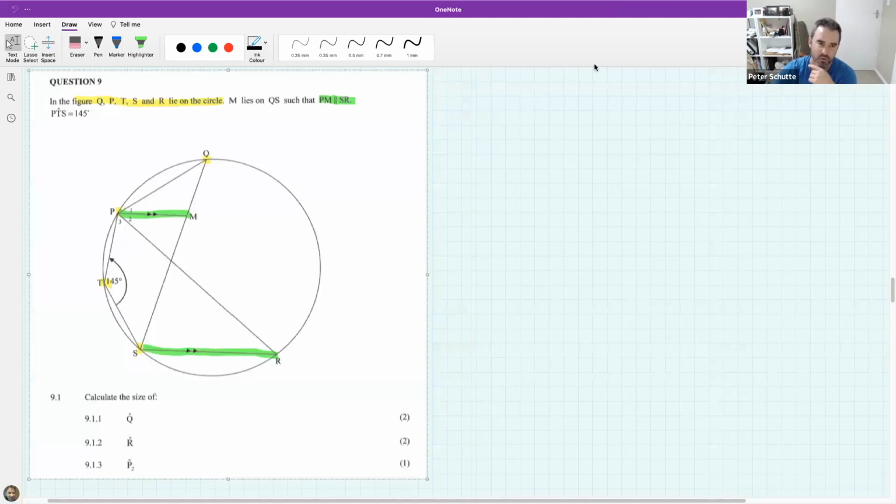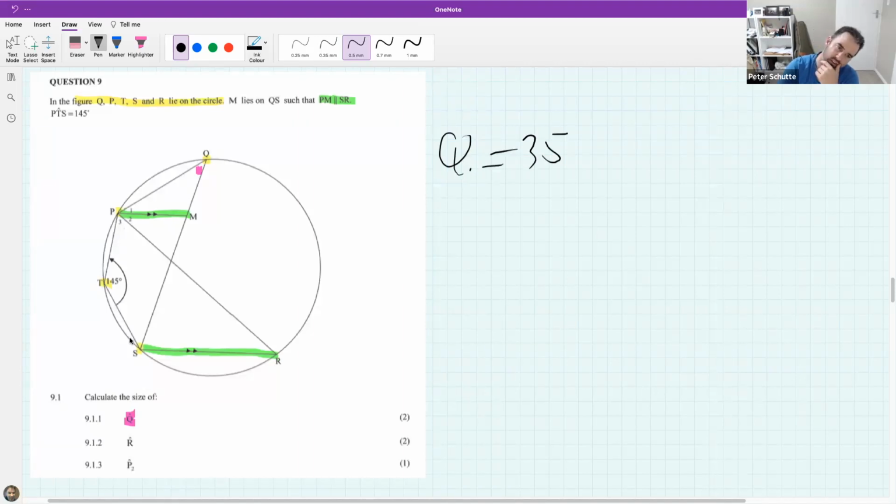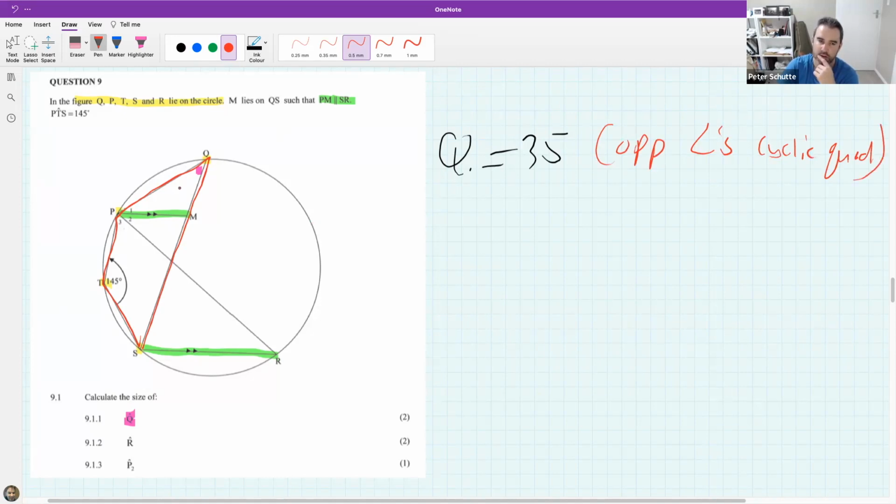So what is angle Q going to be? Let's have a look. I think that Q is indeed 35 degrees. And the reason is that I think this is a cyclic quad. It's a little bit of a squeezed cyclic quad, but it is indeed a cyclic quad, which means the reason is going to be opposite angles of a cyclic quad. So this is going to be 35 degrees up here.